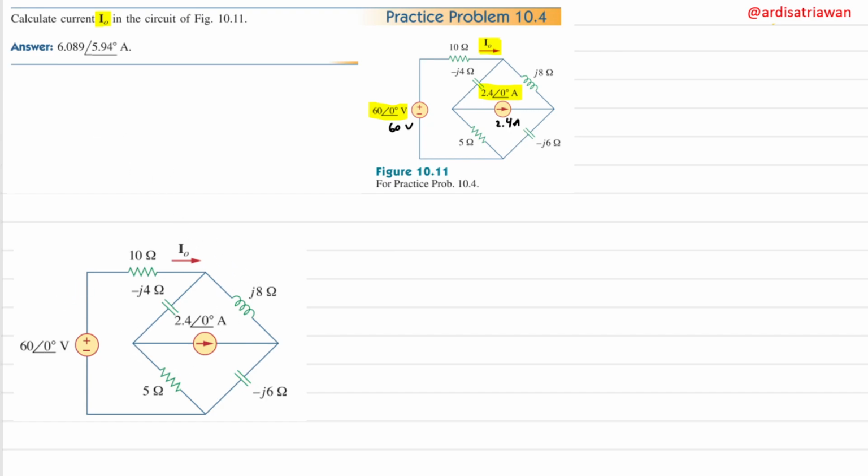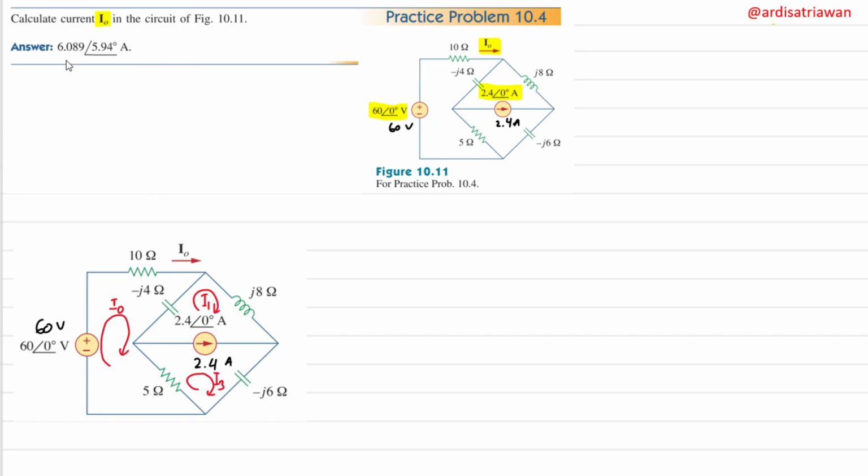So now let's see the larger picture here. Let's rewrite that. So this is 60 volt and this is 2.4 ampere. Now let's draw loops here because I want to use KVL for this circuit. So this is the first loop, and this loop is the same as I0. Okay, I will just name it I0, and then I want to use this loop here. So this loop is I1, and I want to use another loop here, and this loop is I3.